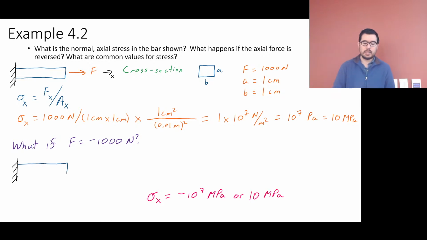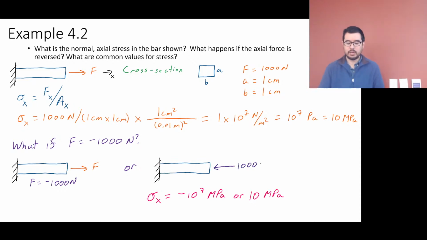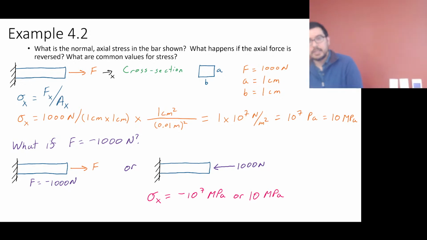What if F is equal to minus 1,000 newtons? Well, we don't have to do the math all over again. In fact, I guess I already did it. I had just left it down there. It's just the negative of what we have here. Any questions on this? Okay to go? Not yet. Okay.